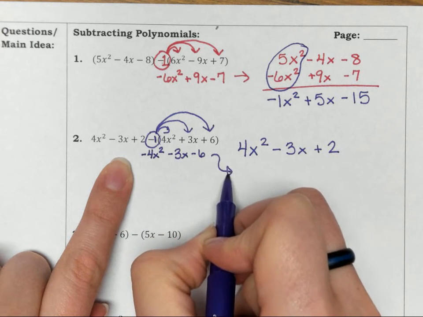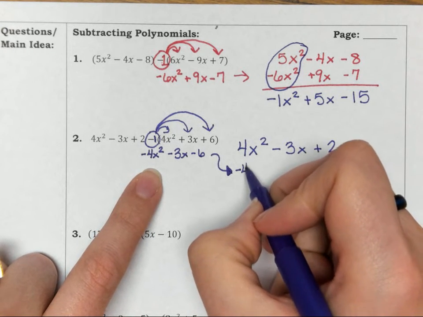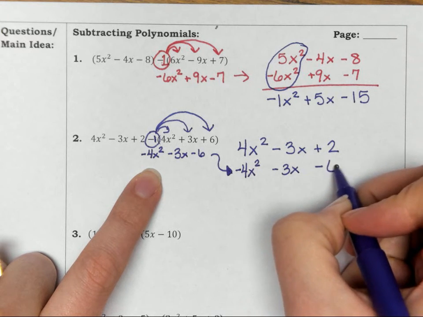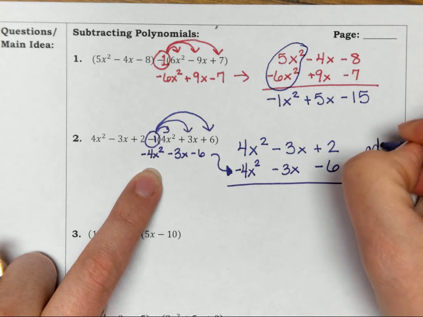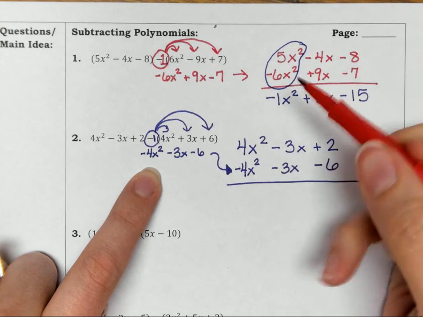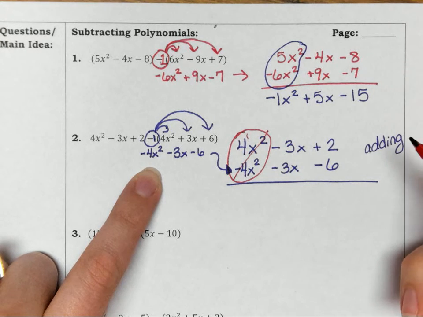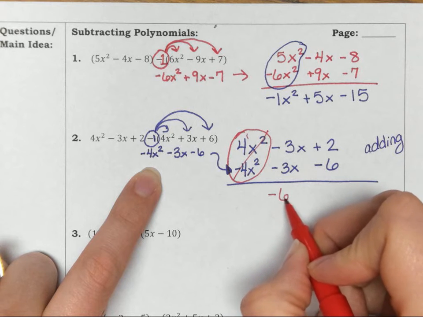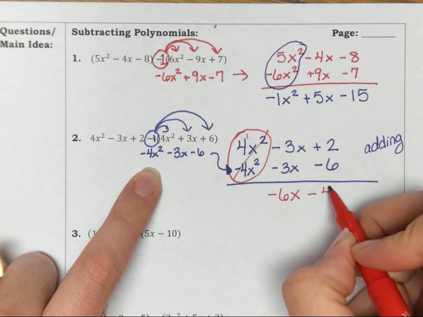And now I want to put them underneath here and line up my like terms. So I have negative 4x squared, negative 3x, and negative 6. Okay, once we line them up, now we are adding. So I have 4 plus negative 4 cancels out. It's 0. Negative 3 plus negative 3 is negative 6. Keep the x. Positive 2 and negative 6 is negative 4.